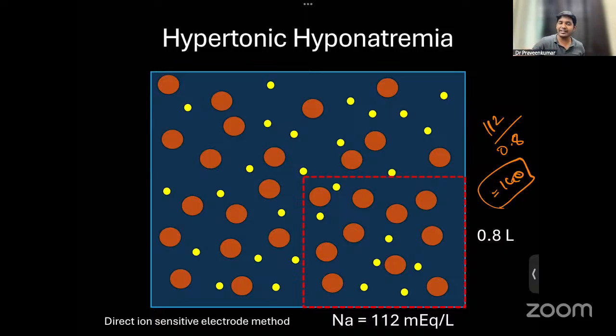So now do you understand the difference? This is not the hypertonic part, this is isotonic.